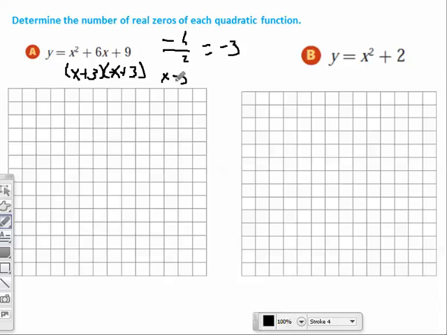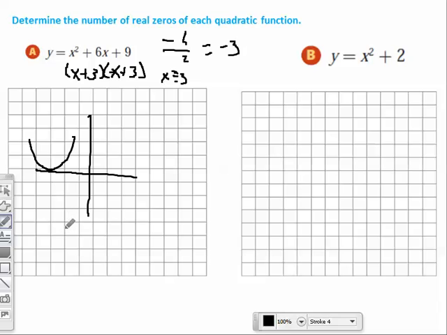That means negative 3. That means that this one has one and only one solution. There's my x, there's my y. If I go to negative 3 here, my parabola is going to look like that.